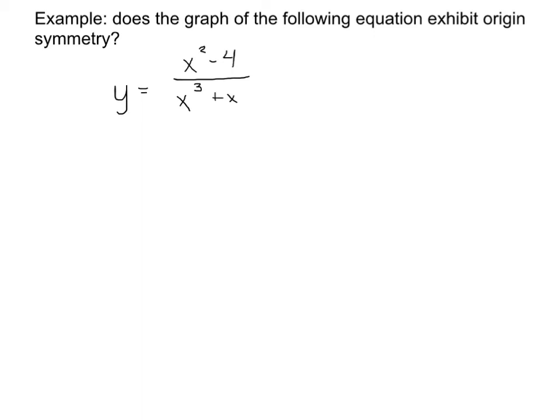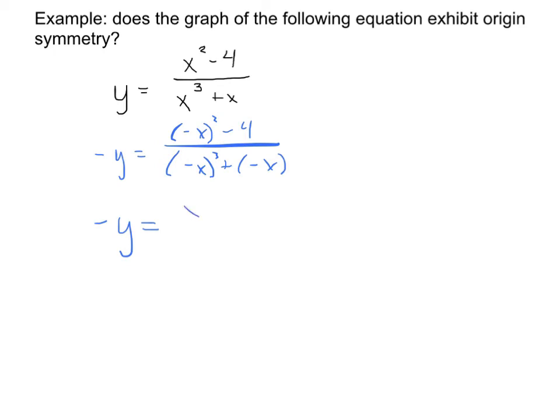So to determine origin symmetry, we're supposed to substitute in negative y for y and negative x for x and see what we end up with. So we'll have here negative y equals negative x squared minus 4 over negative x cubed plus negative x. So I can simplify these things a little bit. I'll have negative y equals, now on the top, negative x squared is just going to be positive x squared minus 4 over, and on the bottom I can pull that negative out, and this becomes minus x.